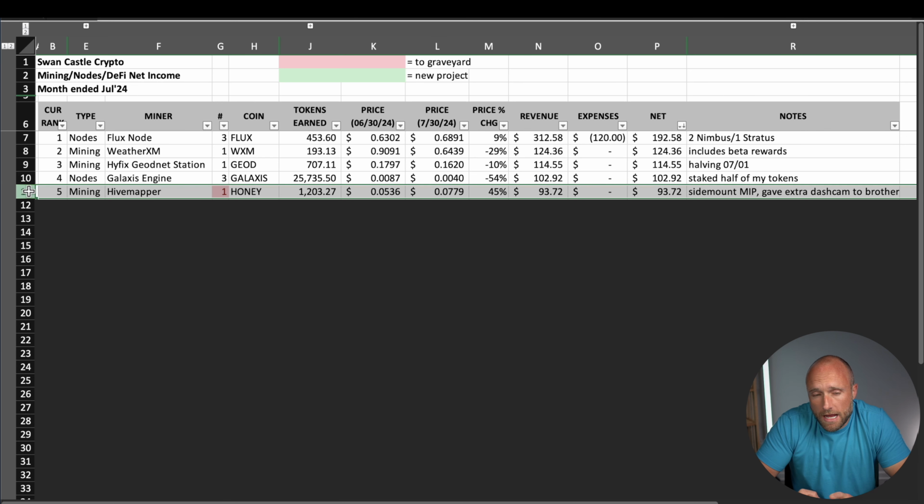Now, I previously had 2 Hivemapper dash cams, but I made the decision this month to get rid of one of them, my side-facing dash cam, and I gave that to my brother. He's waiting on his bees that he ordered, so I gave him one of my dash cams while he waits.